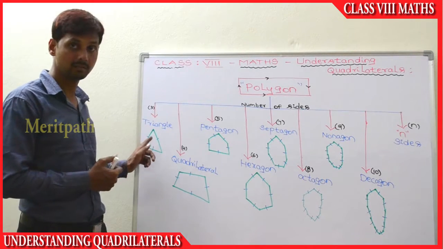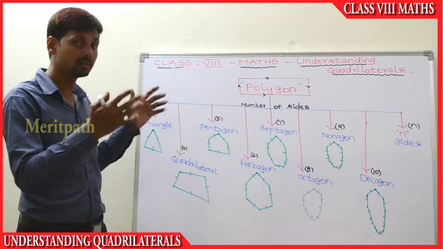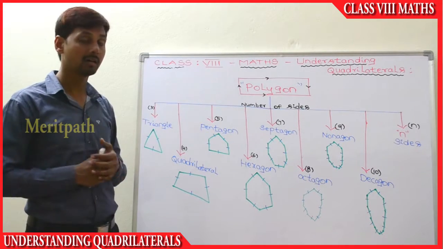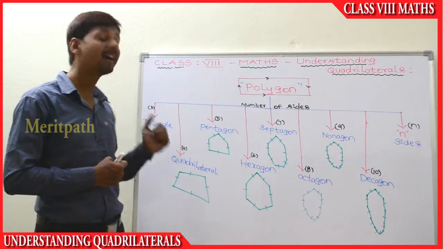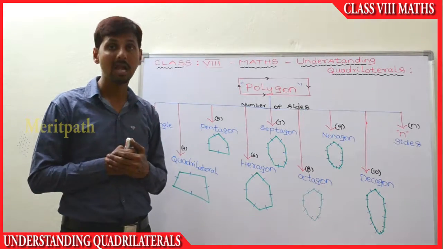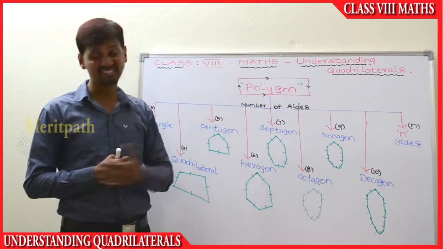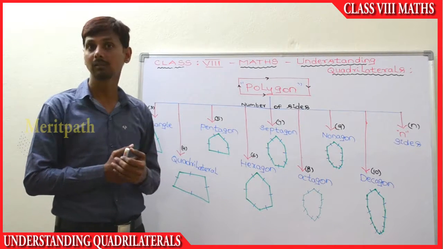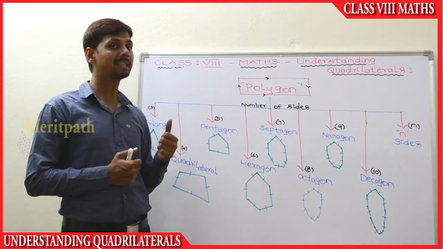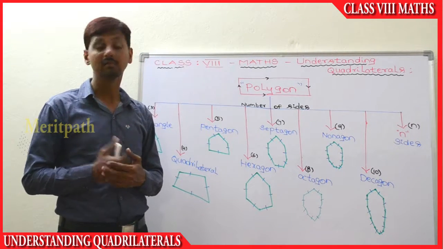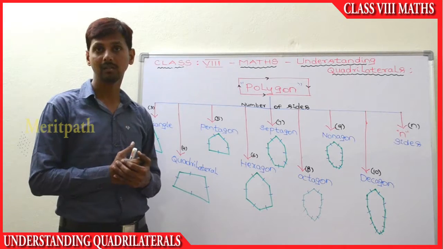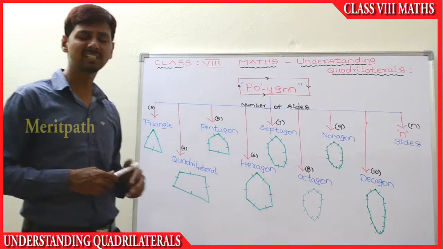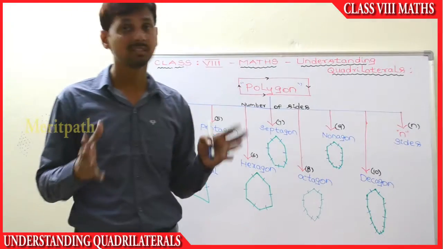Different types of polygons: the first one is a triangle, which has 3 sides. 4 sides is a quadrilateral. 5 sides is a pentagon, and 6 sides we have a hexagon. 7 sides we call a septagon, 8 sides an octagon, 9 sides a nonagon, and 10 sides a decagon.